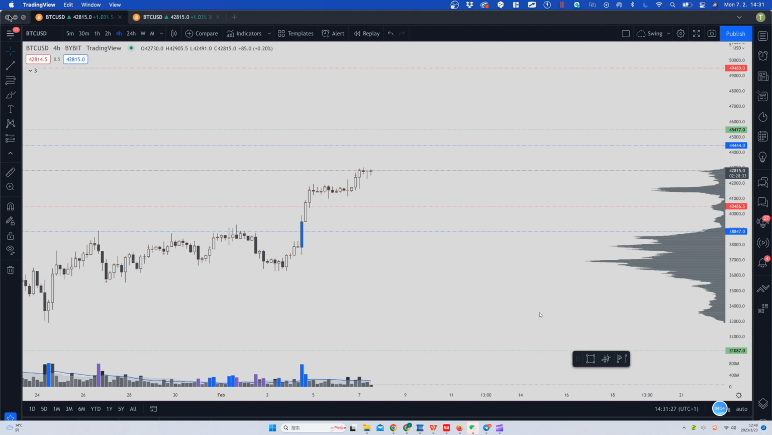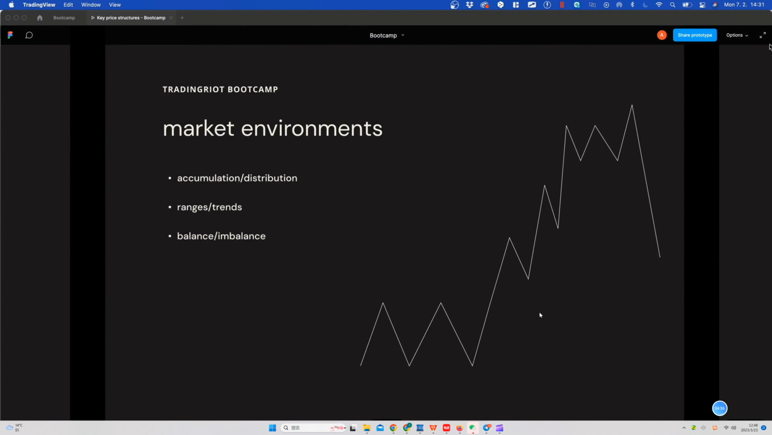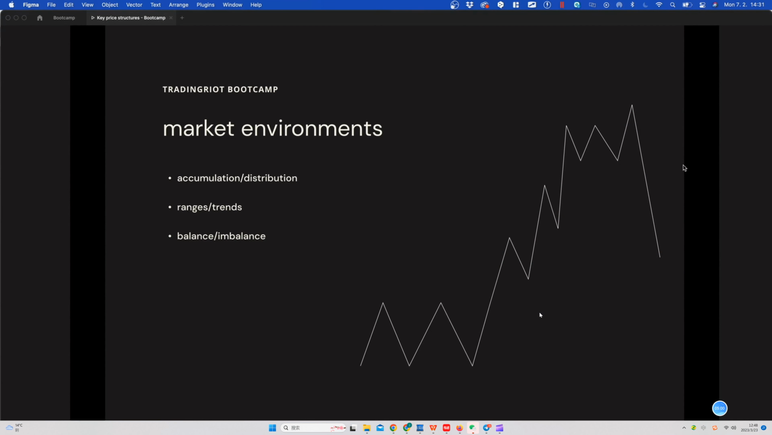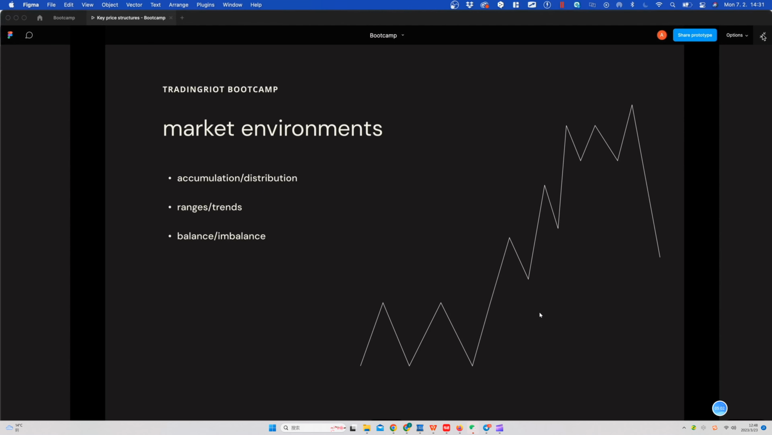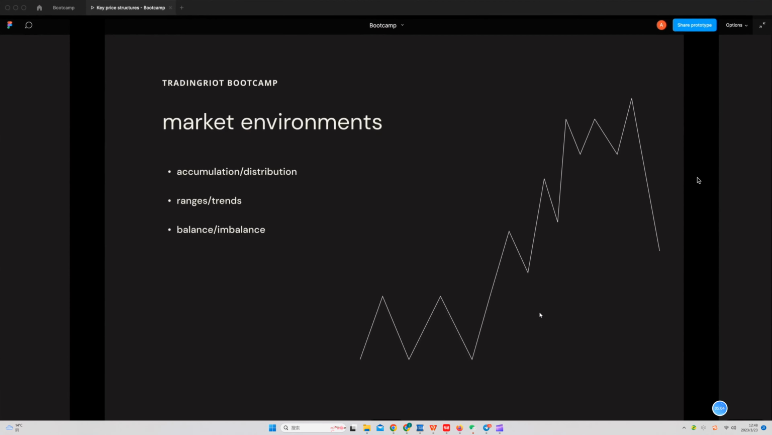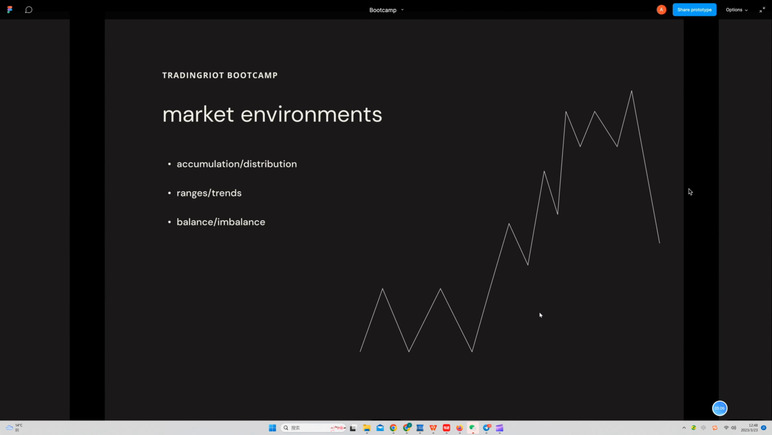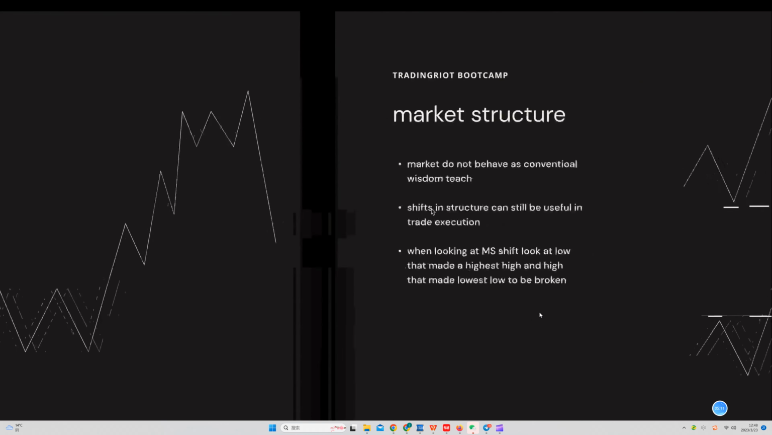So this is one of those things where focusing too much on the market environments can actually cause a little bit of damage, because you will just get stuck in one time frame and lose focus on the setup itself.